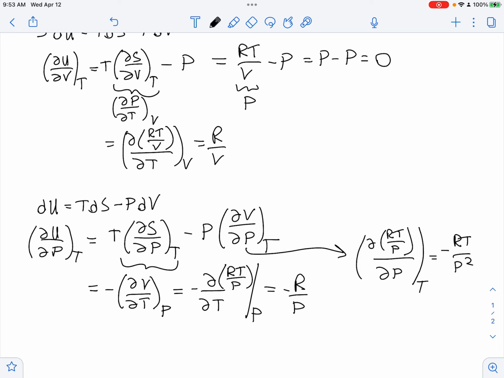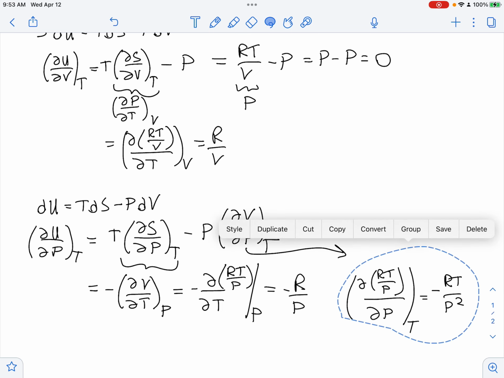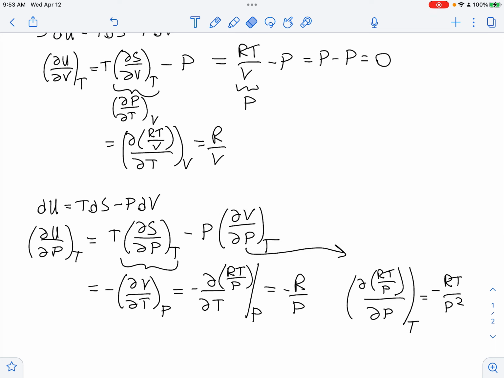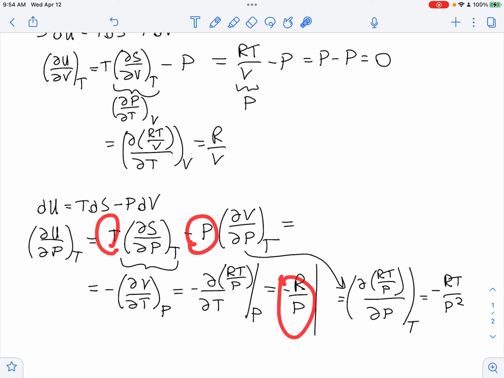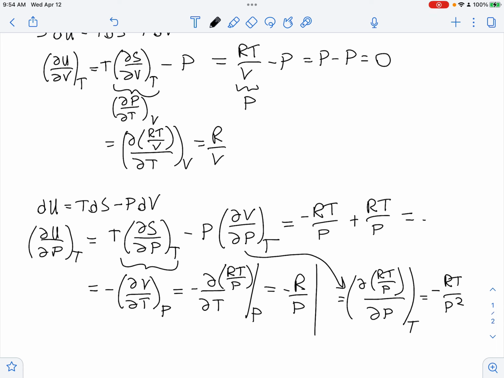Okay, and let me adjust the positions a little bit to make room. What I mean is this is equal to that, and that this is a separate thing. So when I plug in, what I get is that (dU/dP) at constant T is going to be minus R over P times T minus P times minus RT over P squared. This comes to minus RT over P plus RT over P, which is 0.